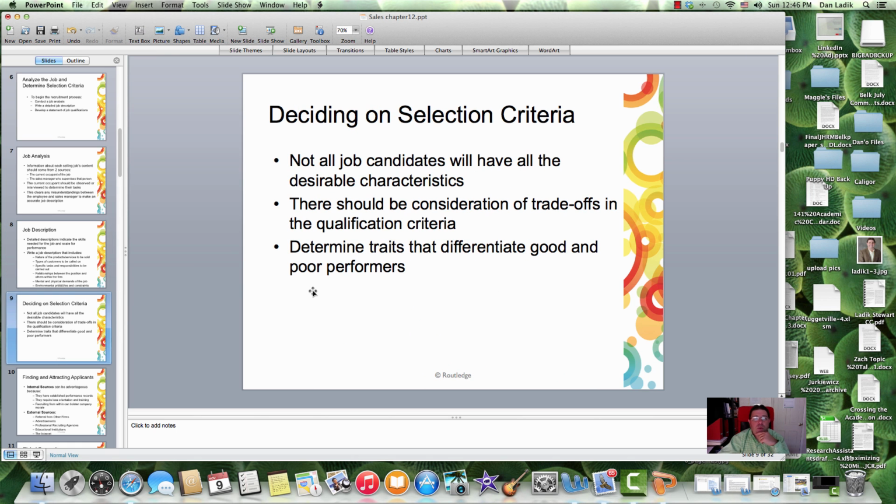And when we're thinking about selection criteria, remember, not all salespeople are the same. Not all salespeople will have the same set of characteristics. So there's some give and take. There's some trade-offs. We have to determine what traits are more favorable versus not favorable, particularly given our company, our industry, and our philosophy of selling.